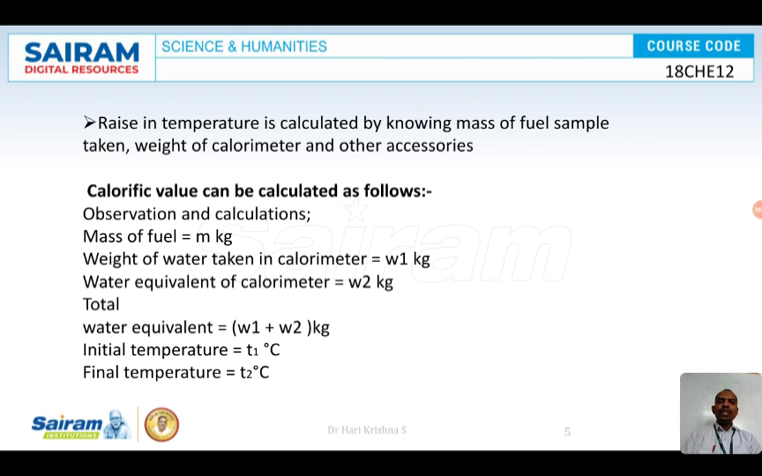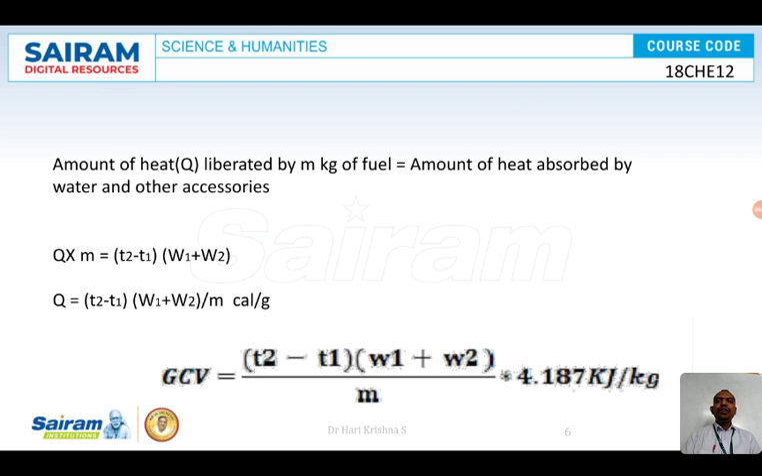So the initial temperature of the water is noted as T1 degree Celsius. The final temperature is noted as T2 degree Celsius. So the difference in temperature, or rise in temperature, is given by T2 minus T1 degree Celsius. So the amount of heat liberated.